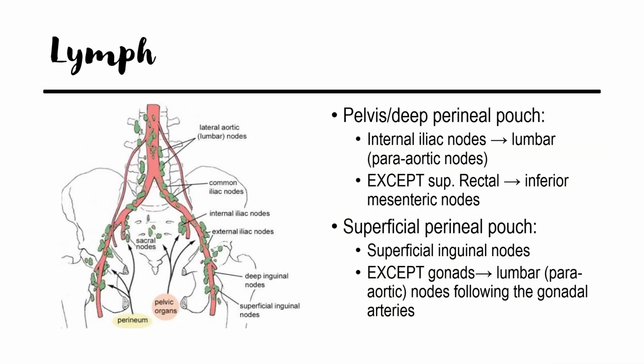In the pelvis and deep perineal pouch, lymph drains into the internal iliac nodes and then moving into the lumbar nodes. One exception is superior rectal, which drains into the inferior mesenteric nodes. In the superficial perineal pouch, it drains into the superficial inguinal nodes. One exception is the gonads, which drain into the lumbar nodes following the gonadal arteries.